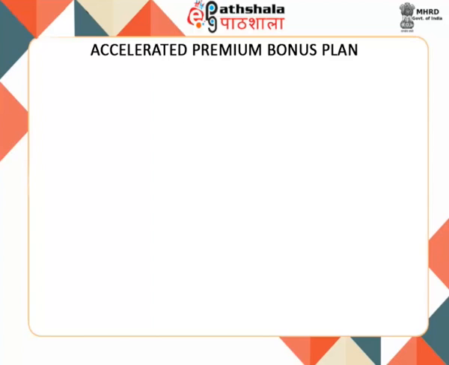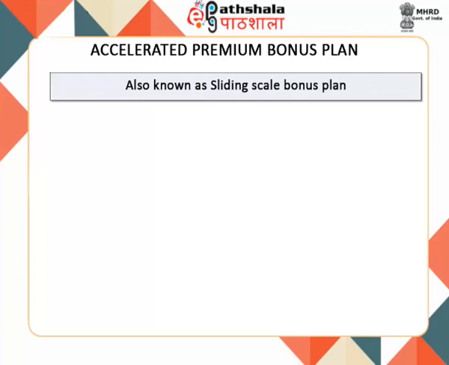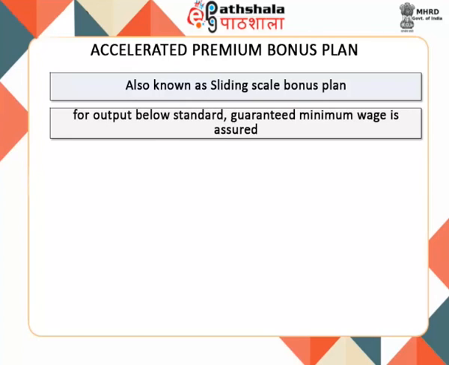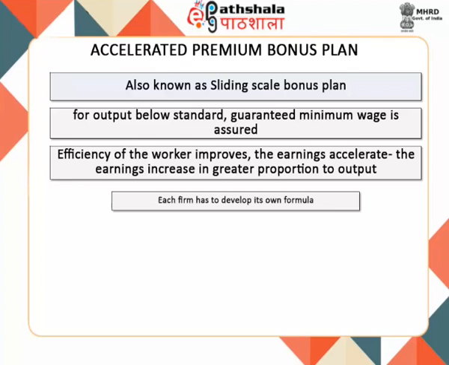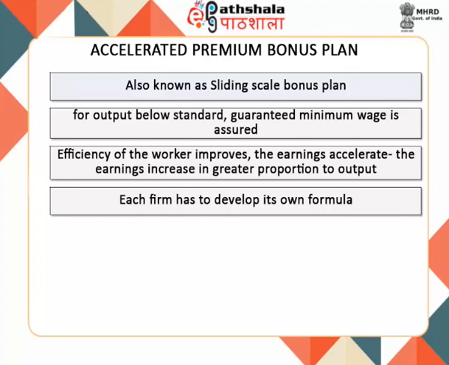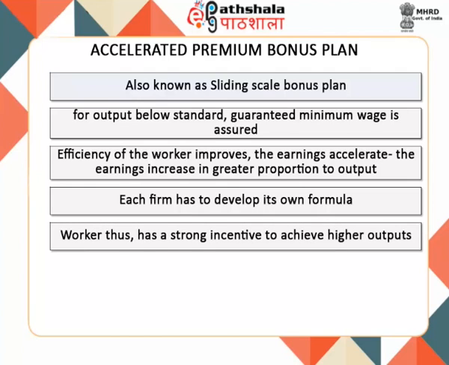Accelerated Premium Bonus Plan, also known as Sliding Scale Bonus Plan, is not based on any formula. In this plan, for output below standard, guaranteed minimum wage is assured. As the efficiency of the worker improves, the earnings accelerate. The earnings increase in greater proportion to output. Based on this, each firm has to develop its own formula. Worker thus has a strong incentive to achieve higher outputs.